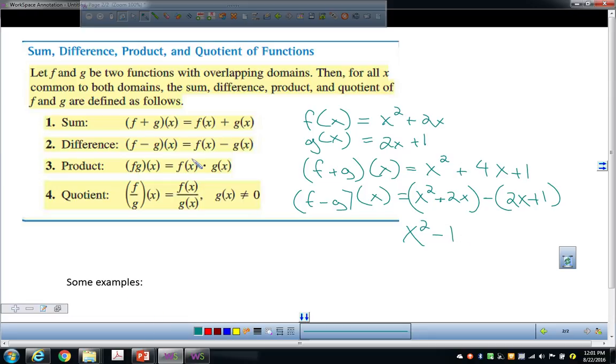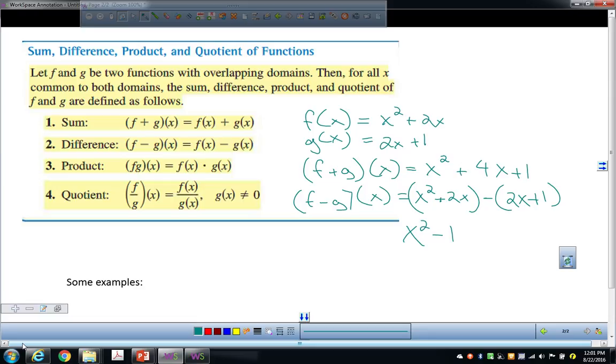And multiplication works the same way. You would just multiply this times this. And division works the same way, but g cannot be equal to 0 because then the quotient, the division, would be undefined. Yes? Easy enough? I need to do an example, multiply and divide. I'm not going to, okay?